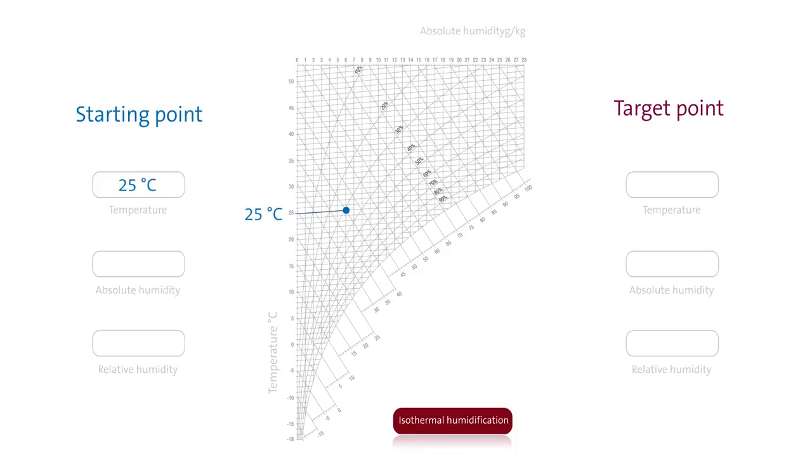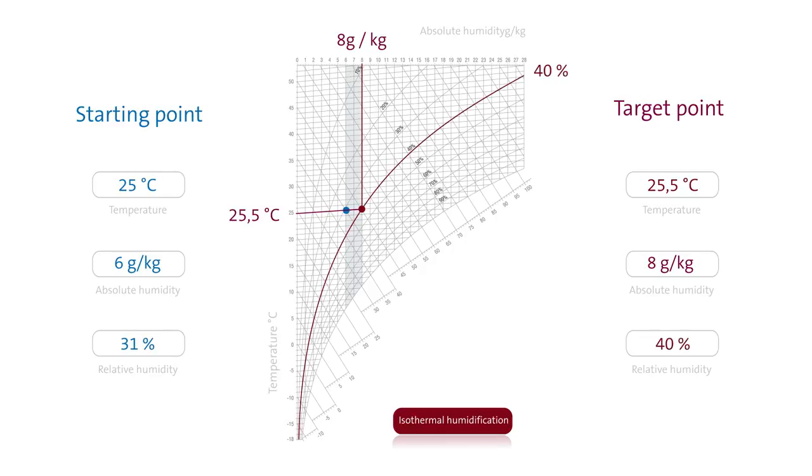Let's start again with a temperature of 25 degrees Celsius, an absolute humidity of 6 grams of water per kilogram of air, and a relative humidity of 31%. We'll now use an isothermal method, i.e. steam humidification, to add 2 grams of water per kilogram of air. At the target point, we'll reach an air condition of 25.5 degrees Celsius, 8 grams of water per kilogram of air, and a relative humidity of 40%.